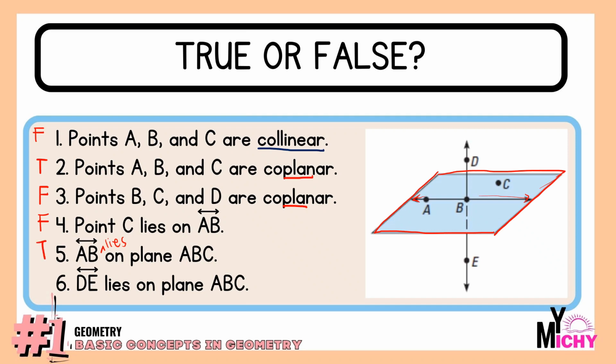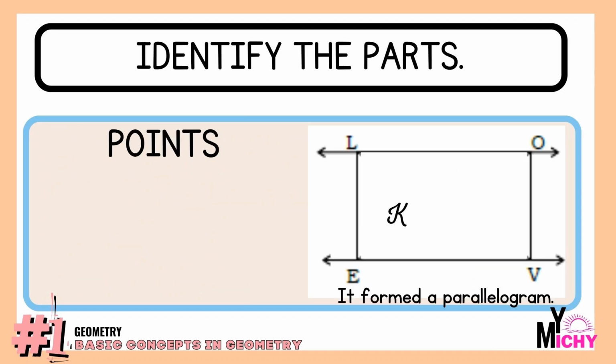Next, number 6. We have line DE, this line. Line DE lies on plane ABC. So again, our plane here, and then the line. Point D and point E do not lie on plane ABC. Therefore, line DE does not lie on plane ABC. That is false.